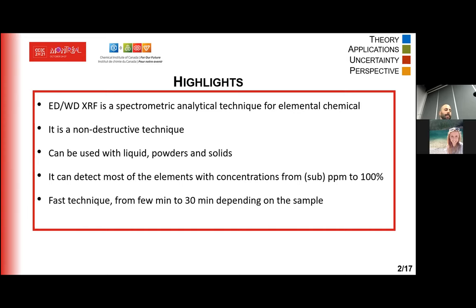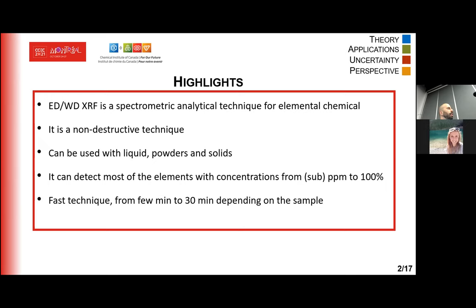It's a very fast technique, between seconds and minutes, depending on your sample, your preparation, or the accuracy and detail that you want. You have a handheld XRF analyzer that can perform an analysis in a few seconds, or a more complex analyzer that can take 30 minutes and give you a very precise measurement of your sample.